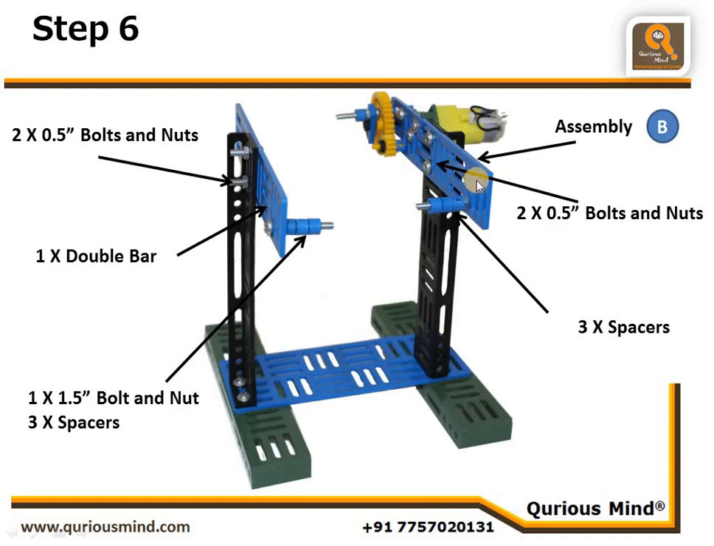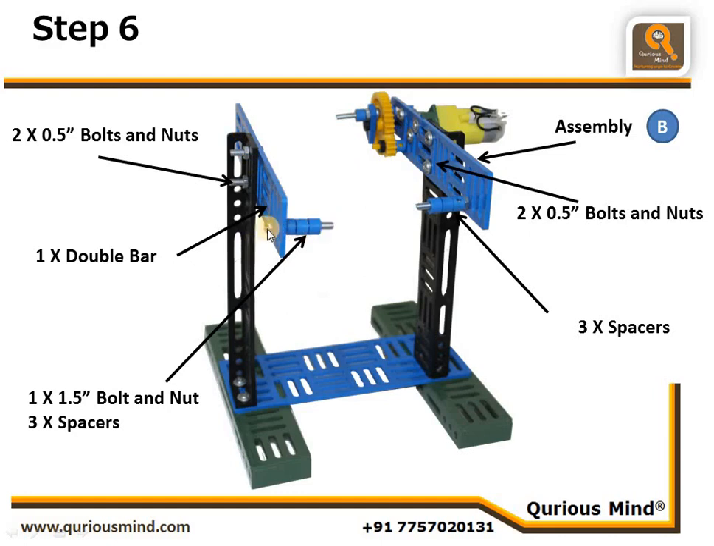Now this is our assembly B. We have connected this assembly B to the L plate using 2 nuts and bolts here. And we have connected another double bar here using 2 nuts and bolts. That double bar should match with our assembly B. Other than these gears, their positioning should match with assembly B.